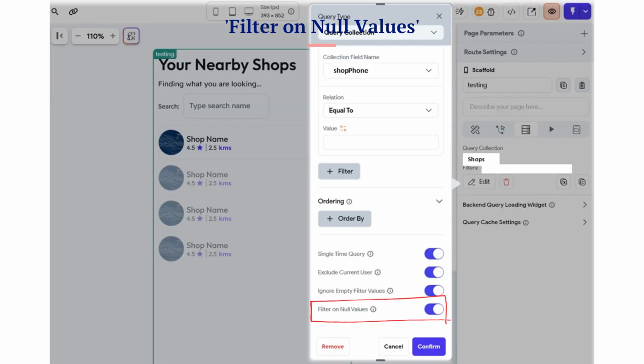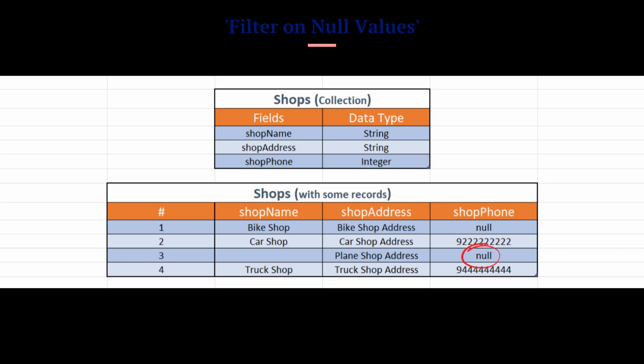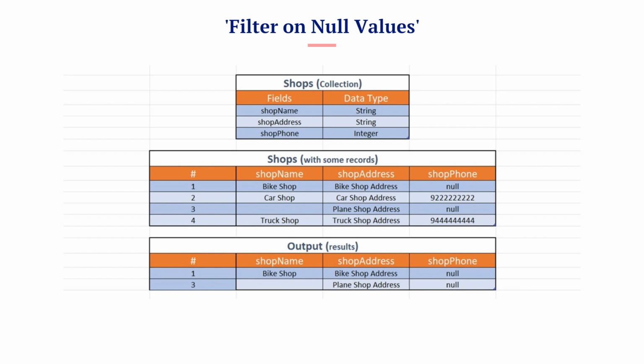If you check the Filter on Null Values option, and you set up the filter to look for null values in shop phone, the query will specifically search for shops where shop phone is null. The query will return only those shops that don't have a phone number stored, meaning where shop phone is null.